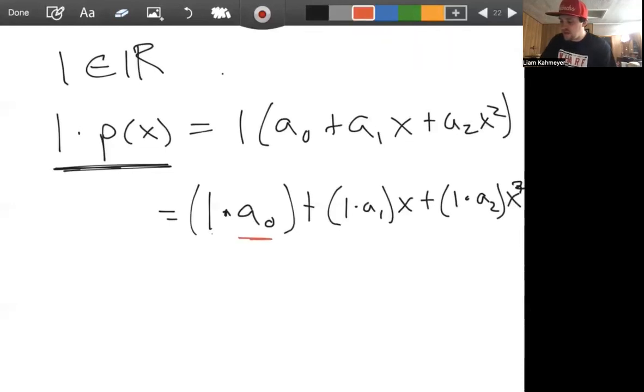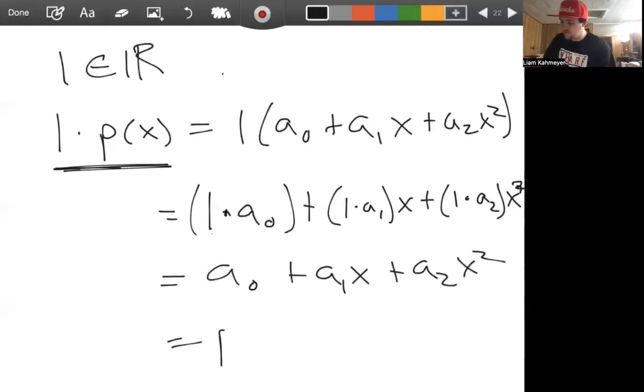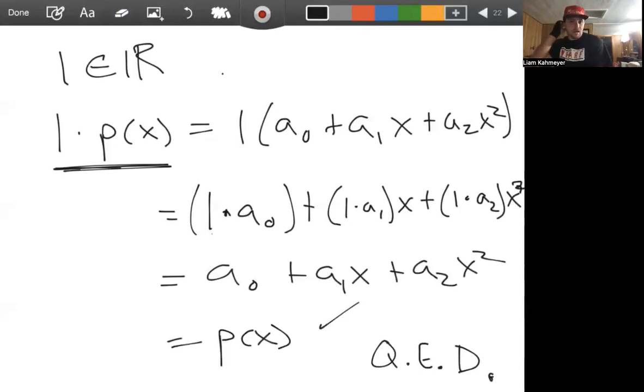As objects, a naught and P of X are very different objects, right? And so we get that this is a naught plus a1x plus a2x squared, which is equal to P of X, which proves, so QED, this proves that P2 is a vector space because we've gone through the very tedious process of showing that all of the axioms for addition and multiplication are satisfied.